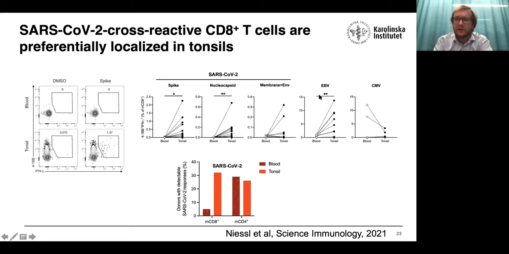EBV responses, again, are much higher in tonsils versus blood, while CMV seems to be the other way around, which I'll soon come back to as to why that's the case. And really what we found here was that if you look at donors with detectable SARS-CoV-2 specific responses, you find many more of these responses in tonsils versus blood, while the CD4 counterparts are quite similar between the two different sites.